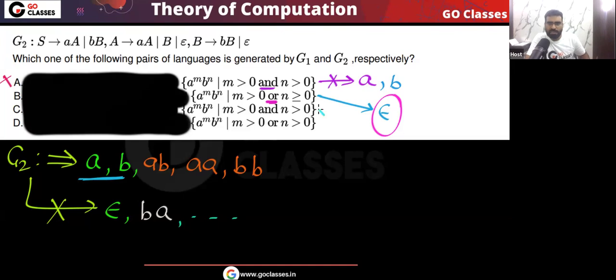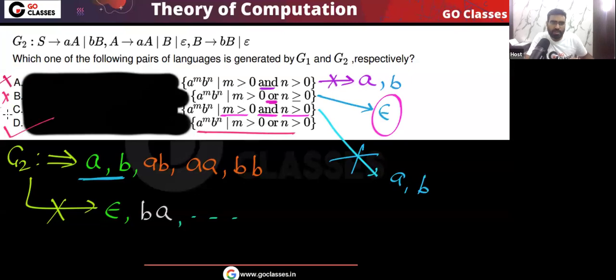Now what about option C? In option C we have and, and this is saying m greater than 0 and n greater than 0. Again this option is gone, because we can never generate from option C the strings a comma b. These strings we can never generate. So these options are gone. So finally your answer will be option D, because the remaining options are eliminated. Okay, understood? Please let me know.